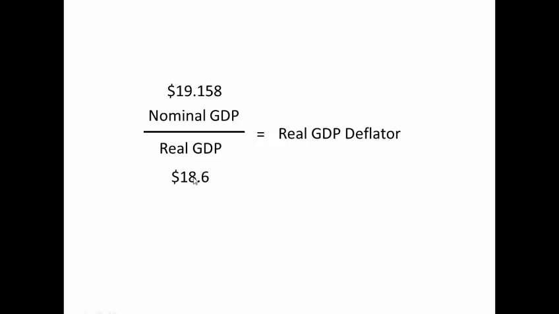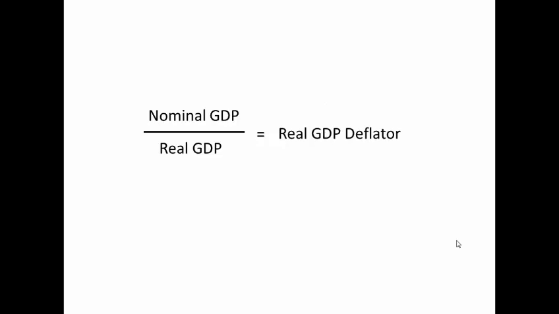When you divide 18.6 into 19.158, you get a real GDP deflator of 1.03. Let's look at this formula and try to figure out the nominal GDP.